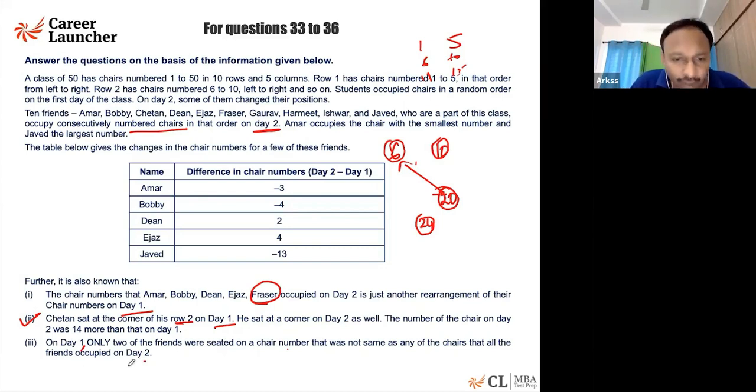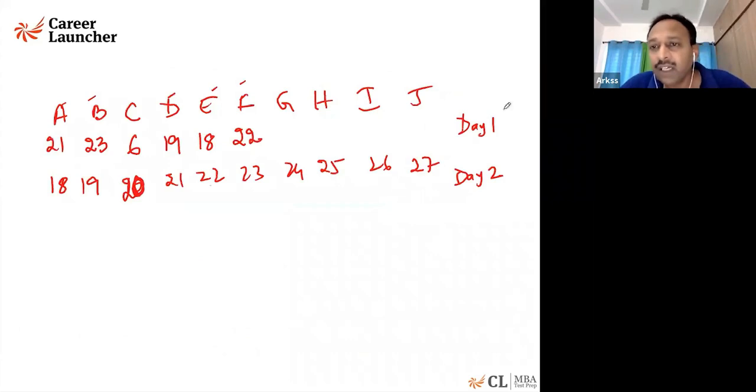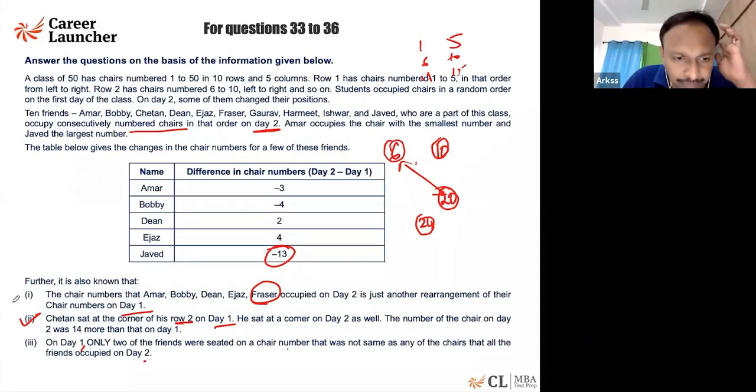Once again, before that, I have one more piece of information given here. Javed is minus 13. Javed is minus 13 means this has to be 40, because 27 minus 13 minus 40 is minus 13. Now look at these two are over. This entire thing is over.